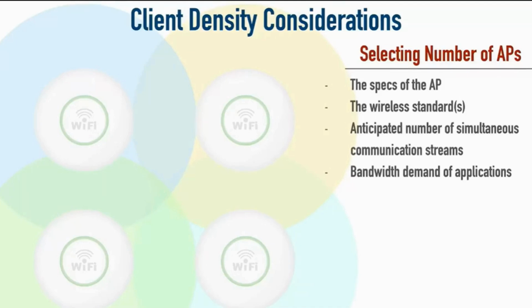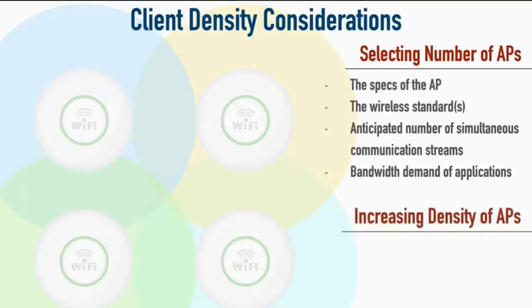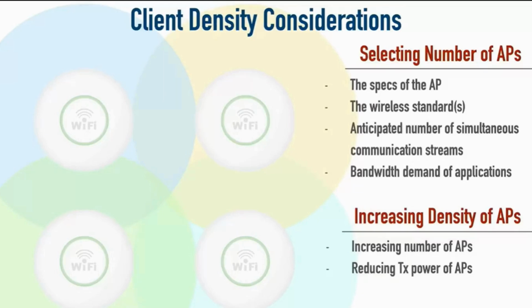And in a particular design, if you decide that you do need to increase the number of APs, what can you do? Well, you can increase the number of APs physically, and to help prevent one AP from interfering with another AP, you can reduce the transmit power of those APs. And if you're still running into an overlapping channel issue, something else you might consider is your channel bonding.